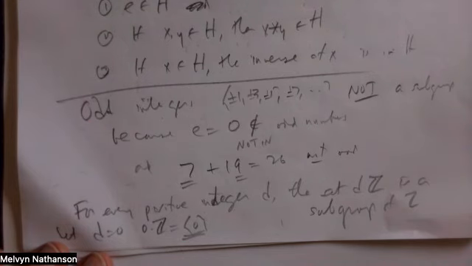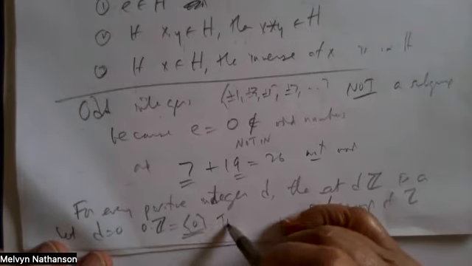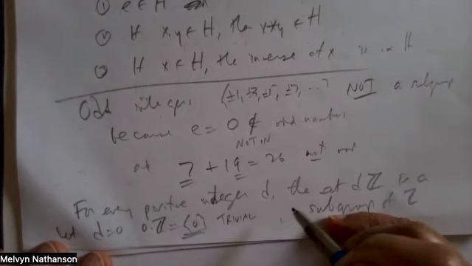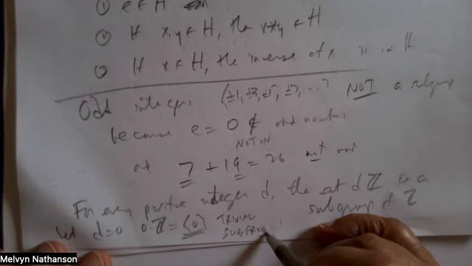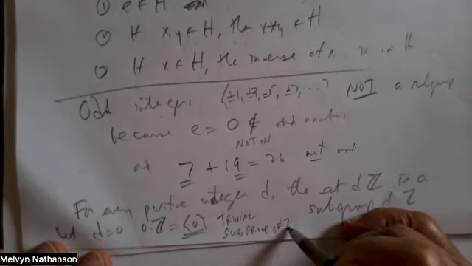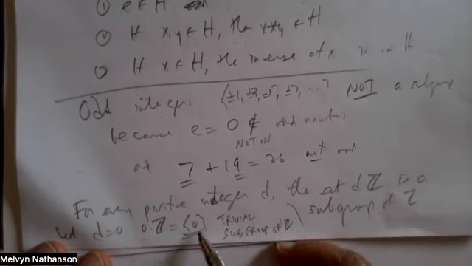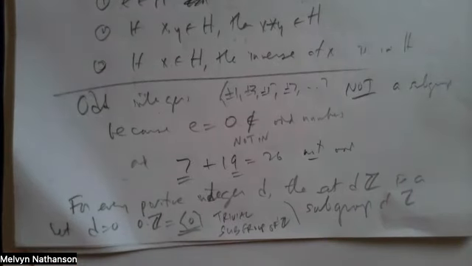It's also a subgroup because it's closed under addition. 0 plus 0 is 0. 0 minus 0 is 0. And it's a subgroup. This is sort of the trivial subgroup. So that's a trivial subgroup of Z. Okay. Any questions about this?